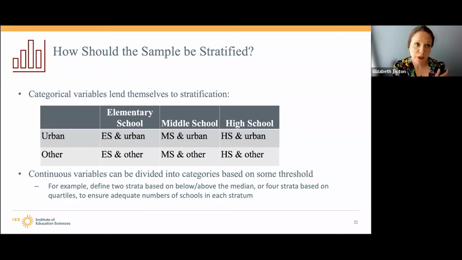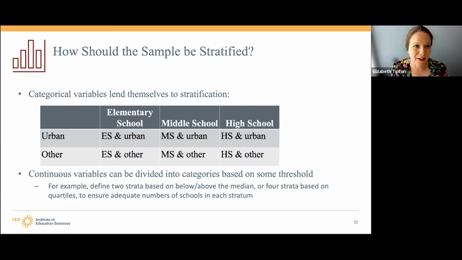Continuous variables, we could also do this. If we only had 2 variables, I could easily divide a continuous variable into some sort of categories. So I could divide into above the median and below the median, or I could use the quartiles, etc., in order to create simple strata like this.